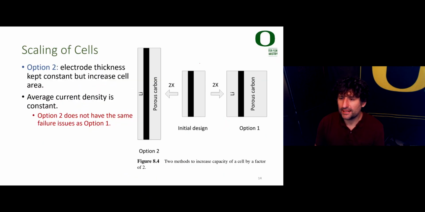So this right-hand side depicts option 1, which we just talked about. And that's where simply we doubled the size of the 2 active components, right? Just doubled the size of the 2 active components.